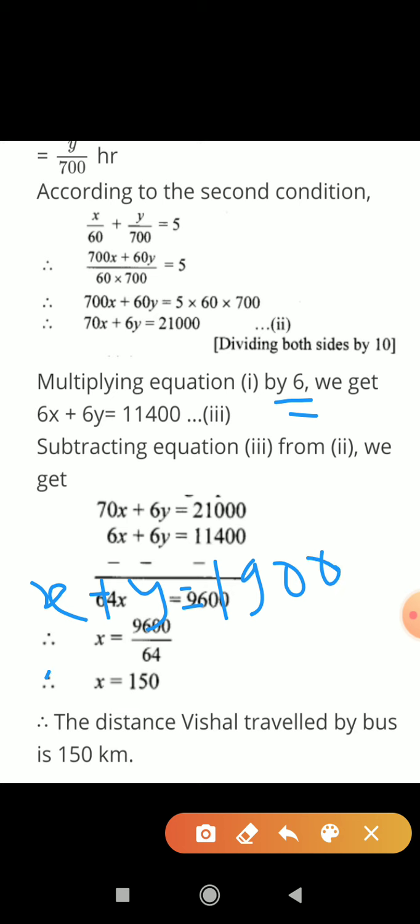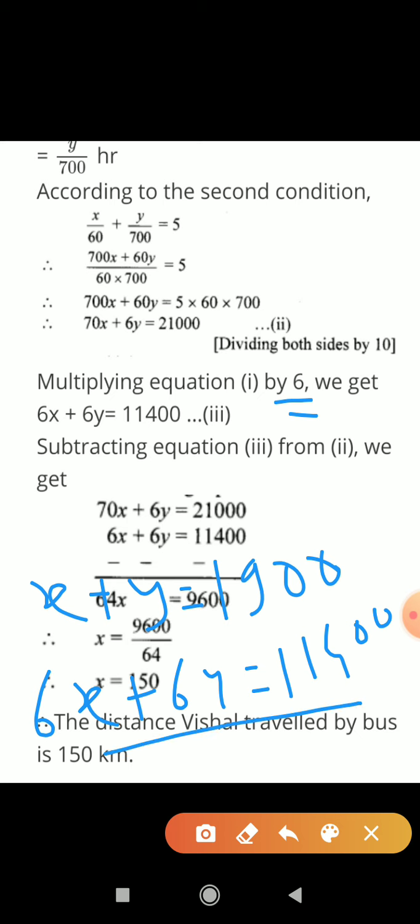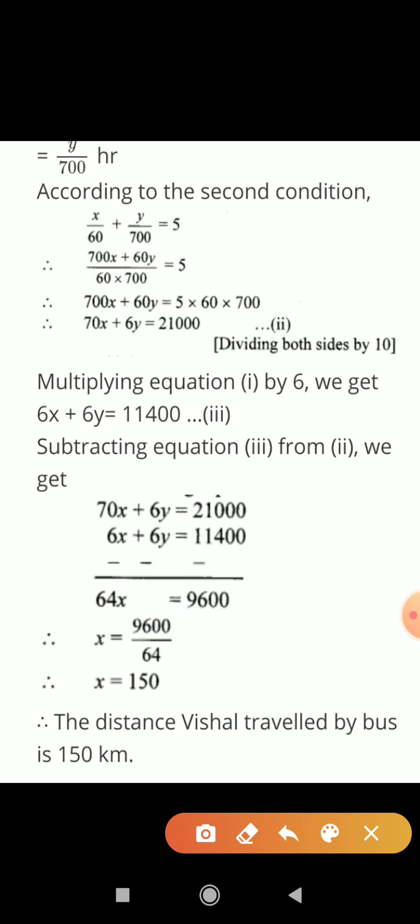So by multiplying by 6, this becomes 6x plus 6y, and 900 into 6 is 5,400. So thus we get this equation. This is our equation number 3. Now in equation 3 and equation 2, the coefficient of y is the same, that is 6y and 6y, and the sign is plus plus, so we have to subtract these equations. Subtract equation 3 from equation 2. So write these two equations first, then do the sign changes, then subtraction.